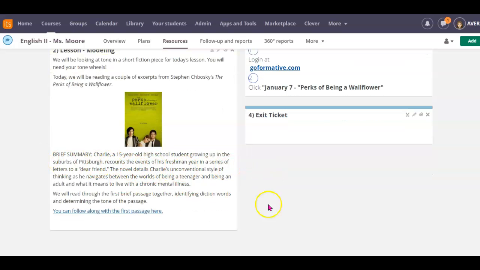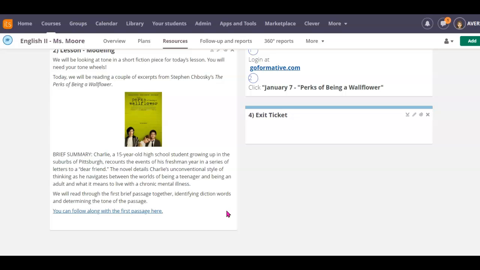So a brief summary of this story is that Charlie, a 15-year-old high school student growing up in the suburbs of Pittsburgh, recounts the events of his freshman year in a series of letters to a dear friend. The novel details Charlie's unconventional style of thinking as he navigates between the worlds of being a teenager and being an adult, and what it means to live with a chronic mental illness.